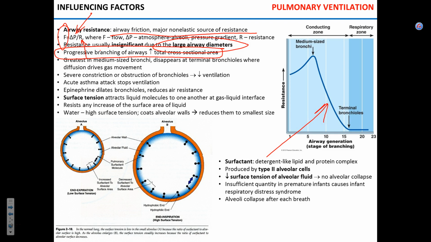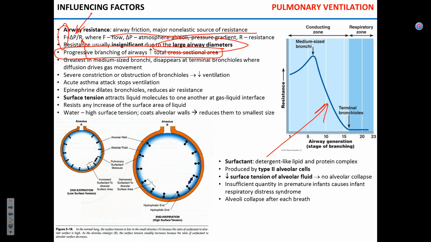Yes, but think about this. Basically, the question is, what has lower resistance? Look at me. One large primary bronchus or 100 small bronchioles? The answer is 100 small bronchioles, because when you add all the cross-sectional area of those 100 small bronchioles, it's going to be bigger than one bronchus. Does that make sense?